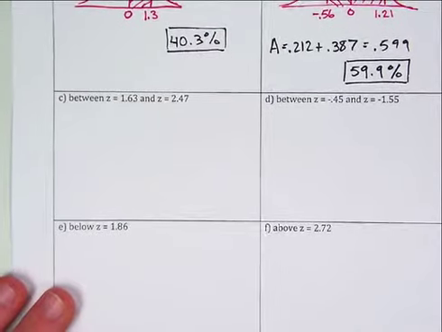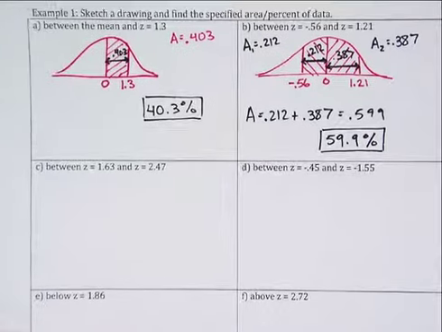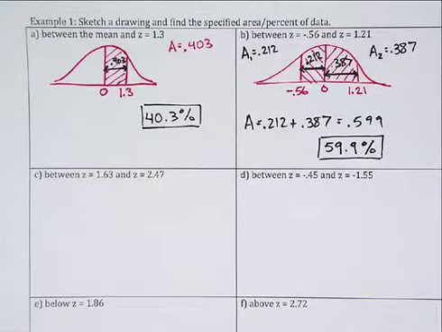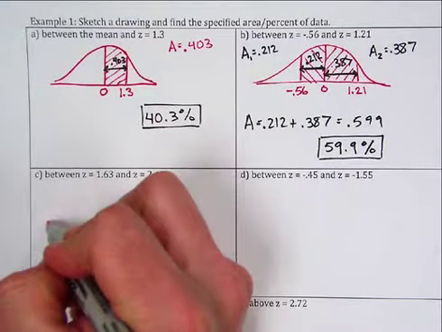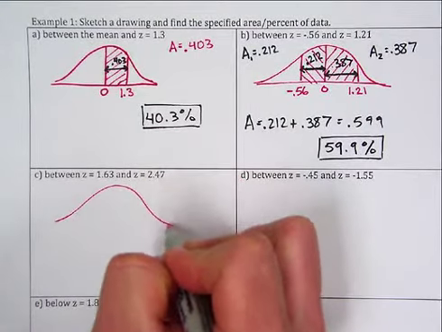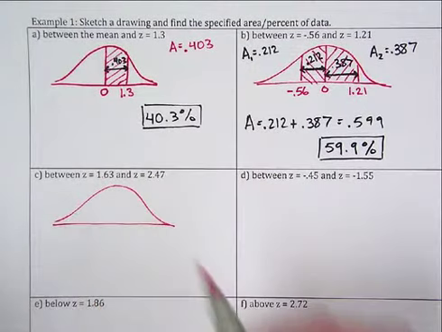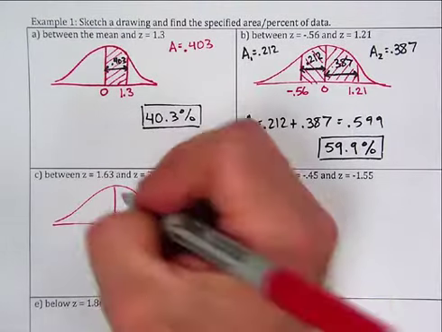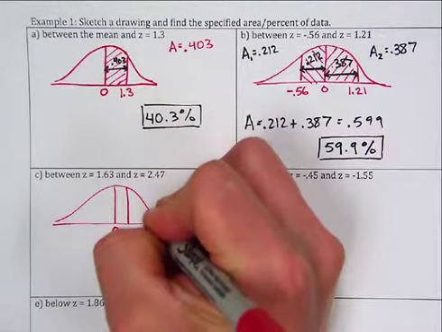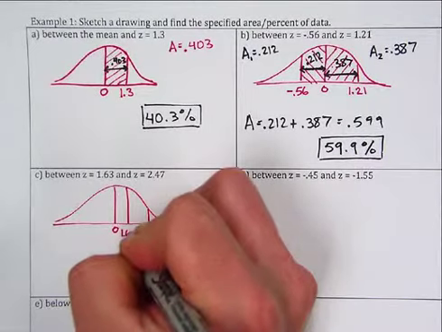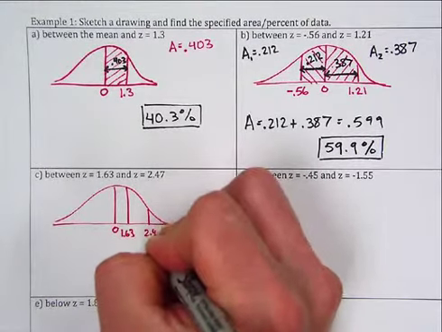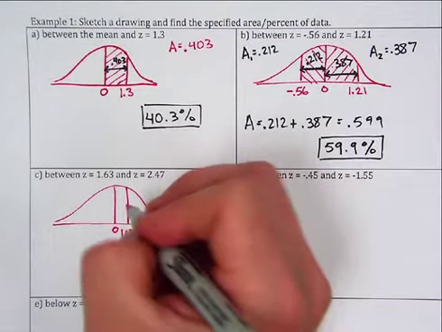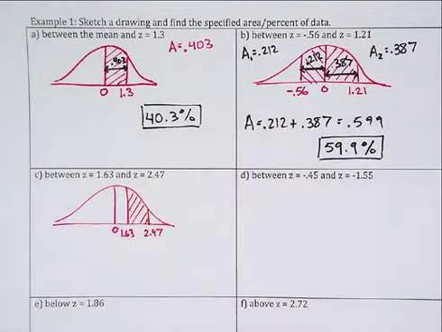All right, moving on. Next we have between z equals 1.63 and z equals 2.47. So let's draw our sketch. Now in this case, both of them are positive, so they're both going to be to the right of the mean. So we'll just say 1.63 is here, and 2.47 is here. And we are looking for this area right there.